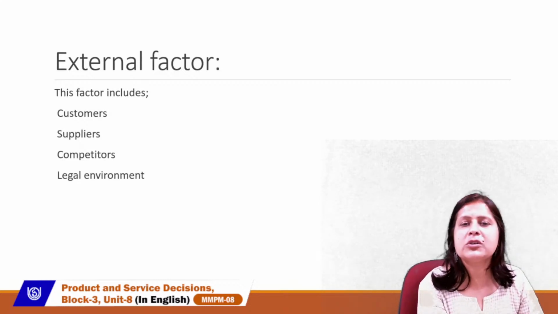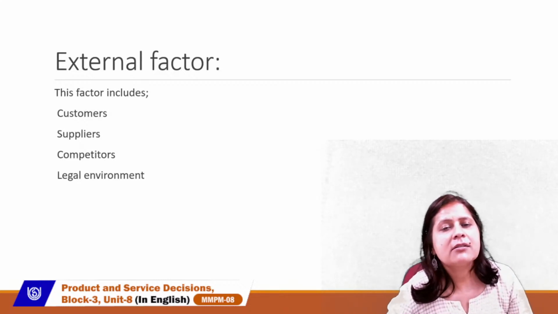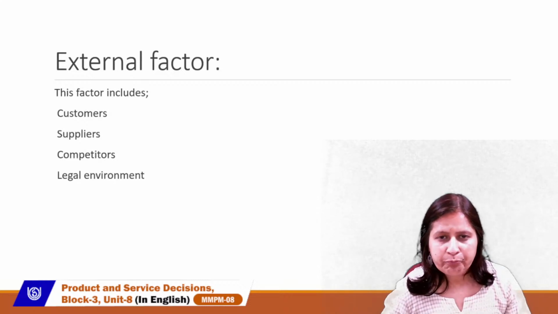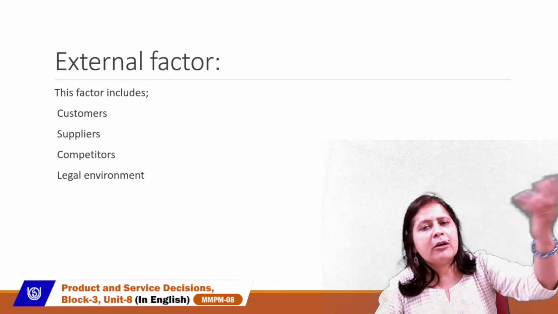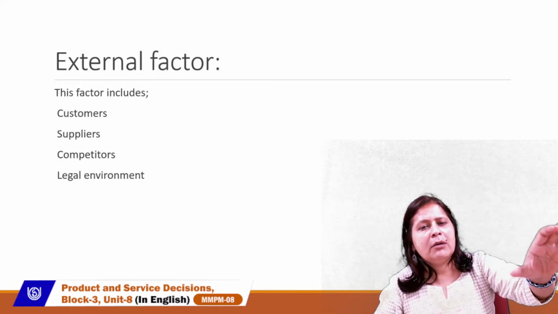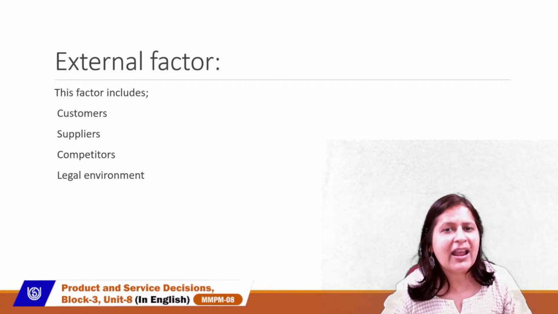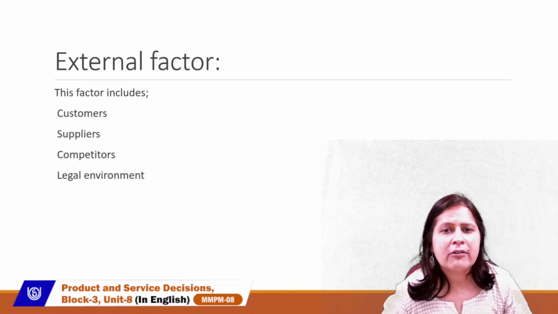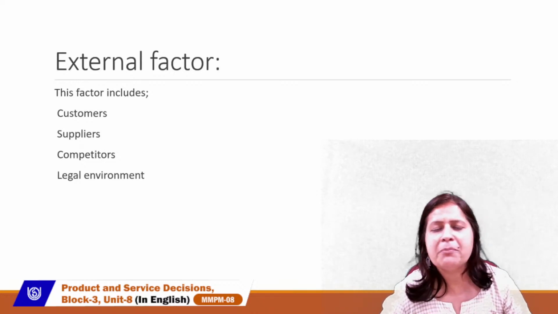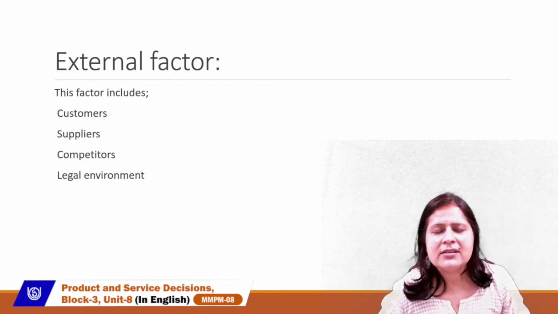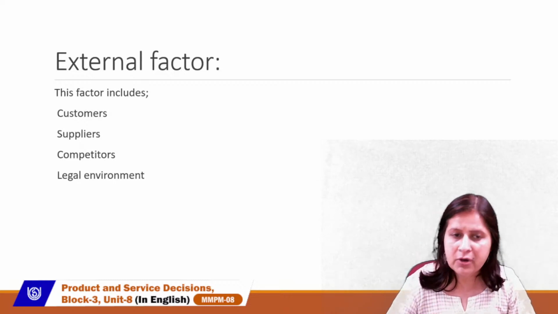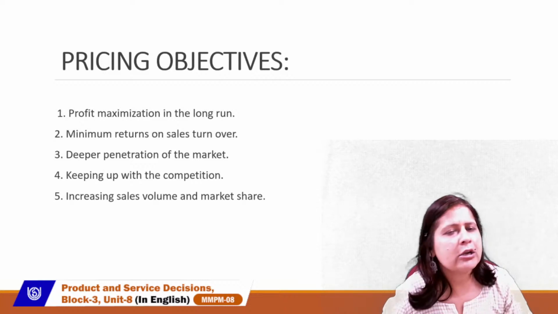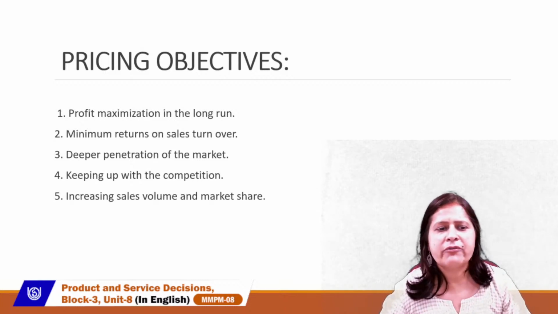There are certain things which you cannot do. Legal environment means there are certain rules or policies or laws that one cannot violate. One cannot price that product above a certain price level as per law, right? Specifically there are a few goods, like veggies and other things, which cannot be priced on the higher side, right? So legal environment plays an important role. So there are various external and internal factors which one should consider while deciding the price of a product, right?